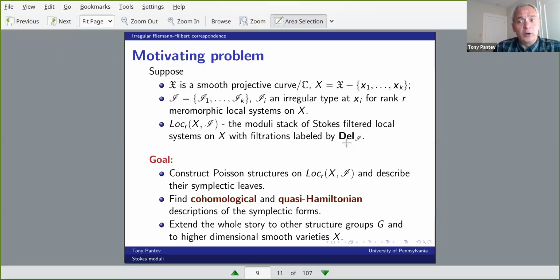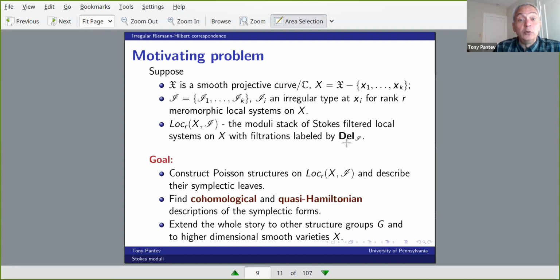And so this framework that we developed does all of this for you. Let me just say that, of course, the Poisson structure and the symplectic leaves were known before, due to work of Boalch and Yamakawa.